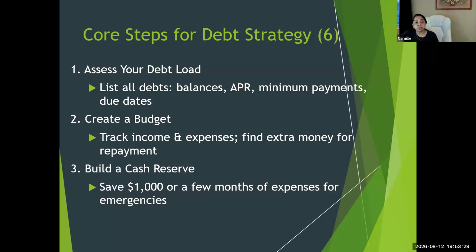Then you want to create a budget. So like we did last time, tracking your income and expenses, and through that you'll find some extra money that you can use to pay off some of this credit card.